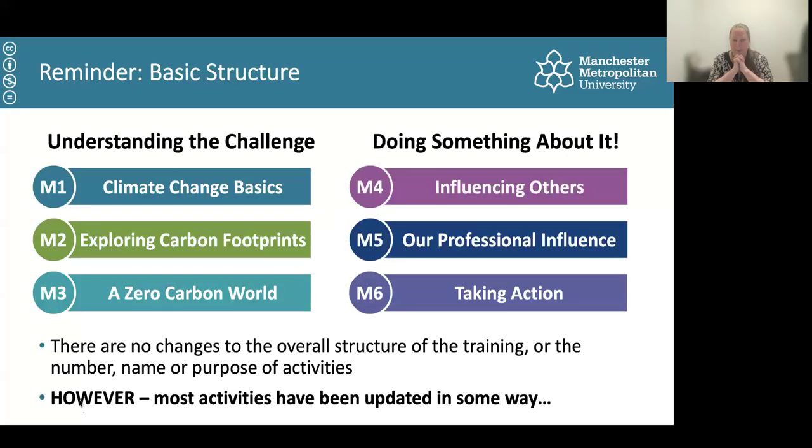Next slide, please. So a reminder about the basic structure of our training. We've packaged it into 6 modules. The first half of the training is the first 3 modules that focus on understanding the challenge. The second half focus on doing something about it. This time around, we have not changed the overall structure of the training or the number, name, or purpose of any of the activities. However, most activities have been updated in some way. Next slide, please.